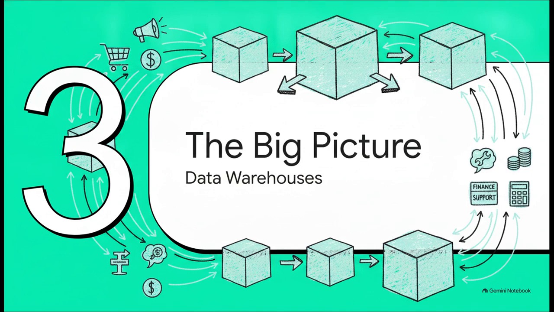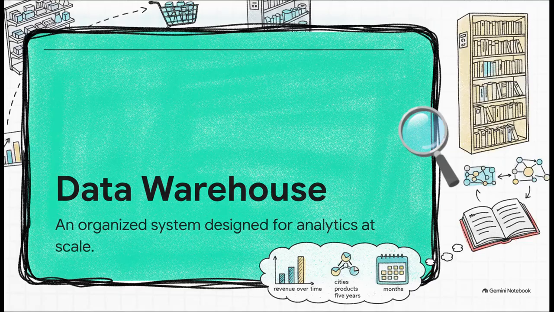Well, we transition to stage 3, the big picture, scaling up to data warehouses. Now, management doesn't just care about today's fast operational orders anymore. They want to analyze massive amounts of historical data across marketing, sales, support, finance, and they want to look at it all at the exact same time. That is where a data warehouse comes in.